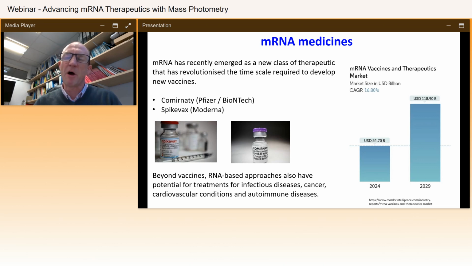The market is expected to grow, predicted from around $50 billion now to over $100 billion by 2029. So it's a really powerful new emerging technology.